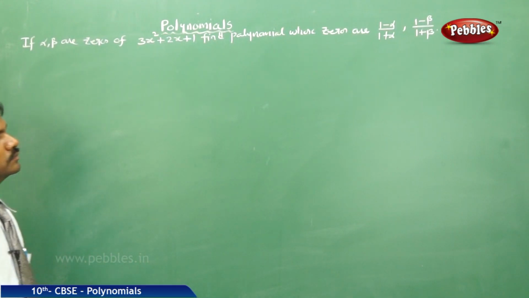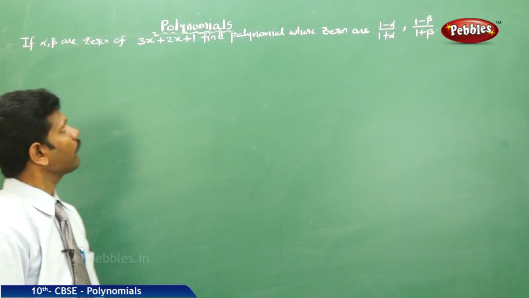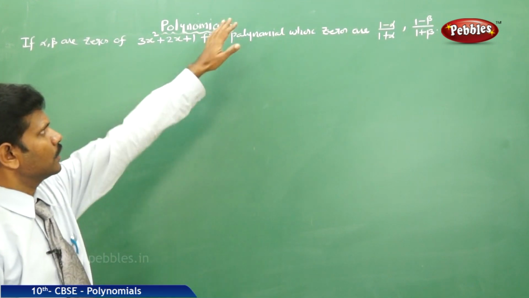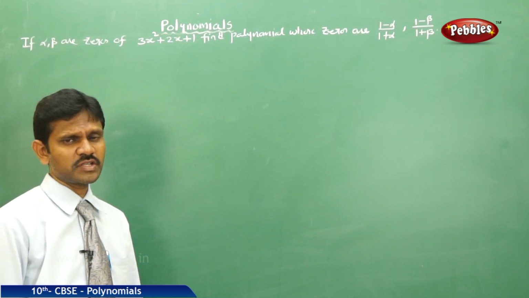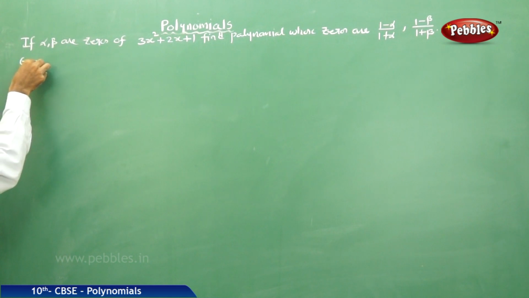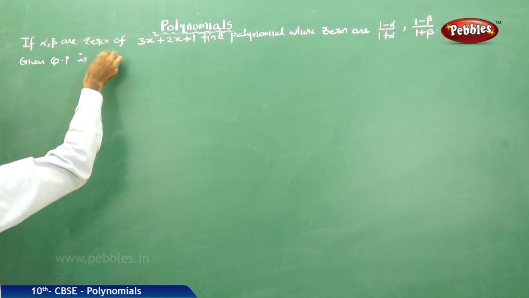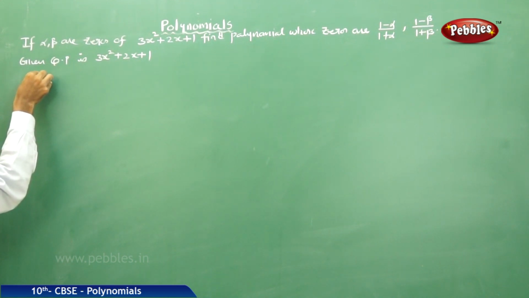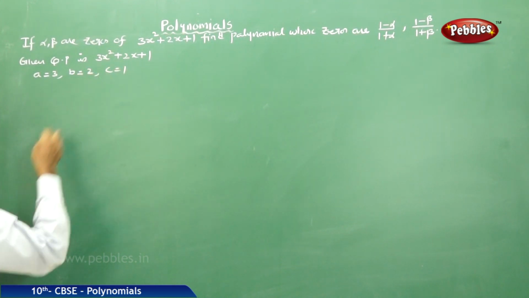See your next problem, which is some typical. If alpha comma beta are the zeros of 3x square plus 2x plus 1, find the polynomial whose zeros are 1 minus alpha by 1 plus alpha, 1 minus beta by 1 plus beta. Your zeros are in the fraction form. Now let's see, the given quadratic polynomial is 3x square plus 2x plus 1.